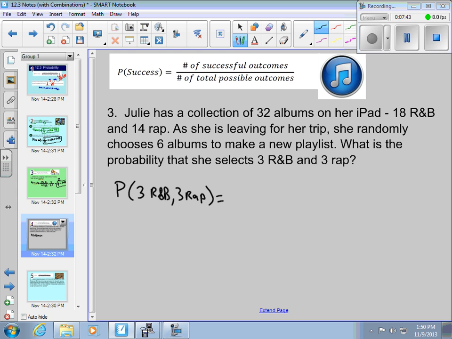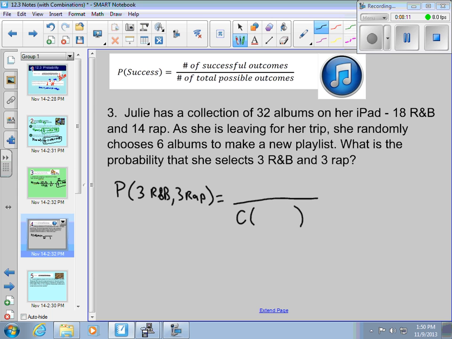Now again, in this one, order's not important. She's just making this playlist, so what are the different numbers of ways that she can choose these? So when she's doing this, it is going to be combinations again that we're going to use. So on the bottom, let's start there. What are the possible ways she can pick her 6 albums?